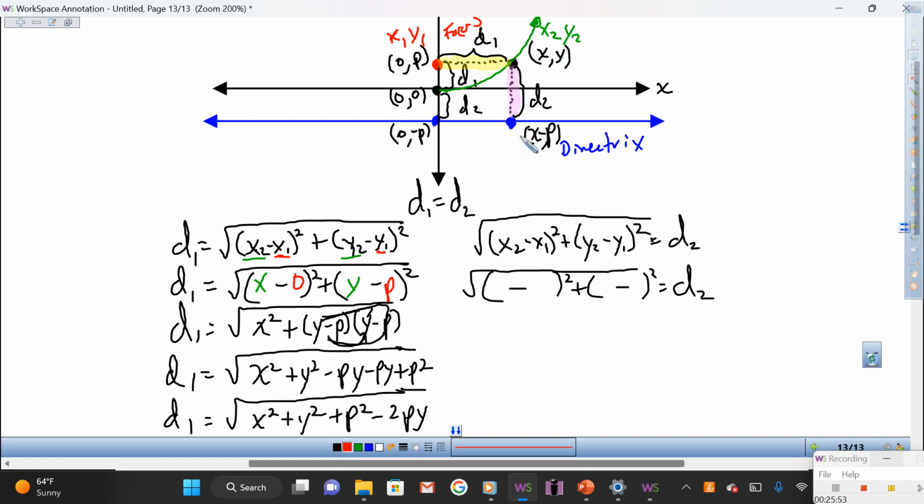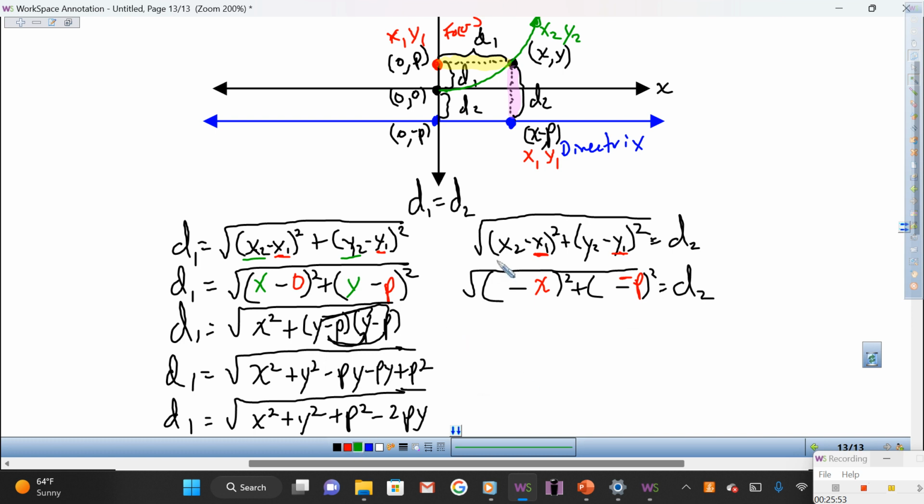So that means that my first point down here is going to be my x sub 1, y sub 1. Do you guys see that? So I'm going to use this point and this point. So let me go slow. Here we go. I need x sub 1, y sub 1. So what is x sub 1? X. What is y sub 1? Negative what? P.